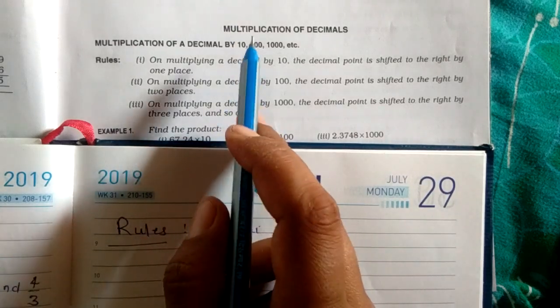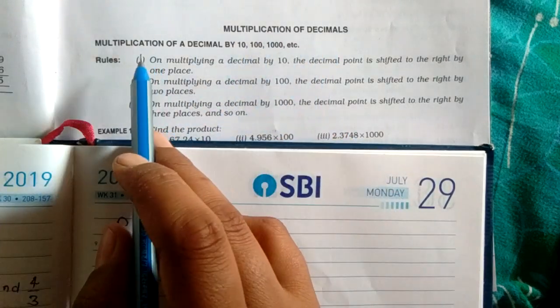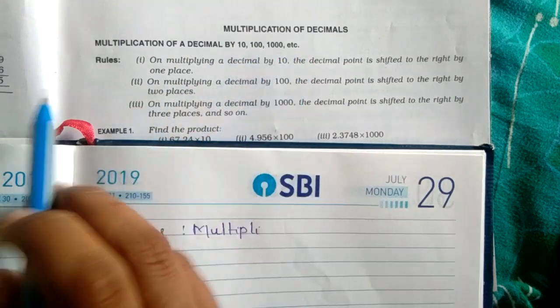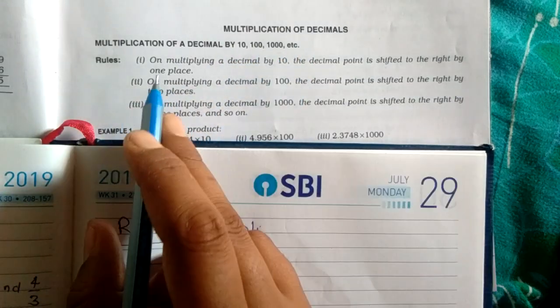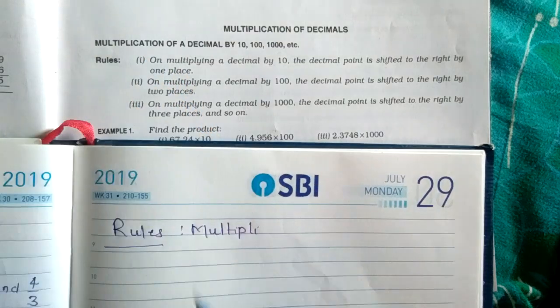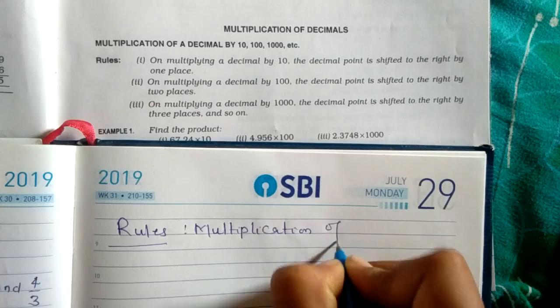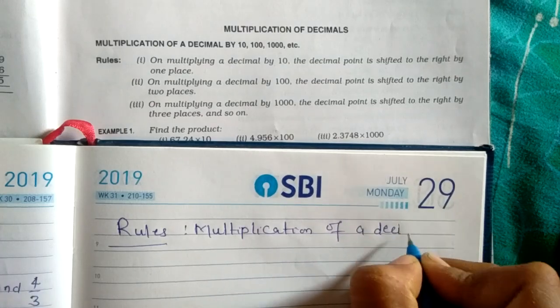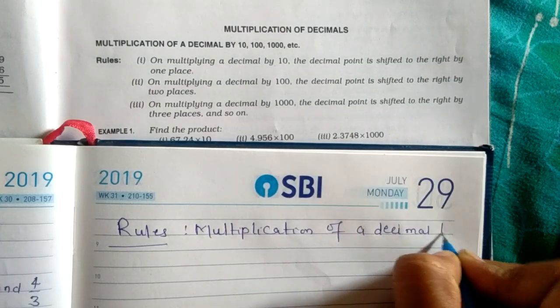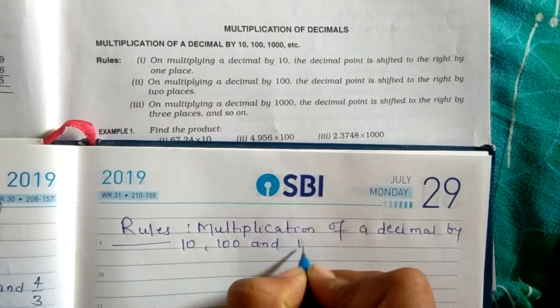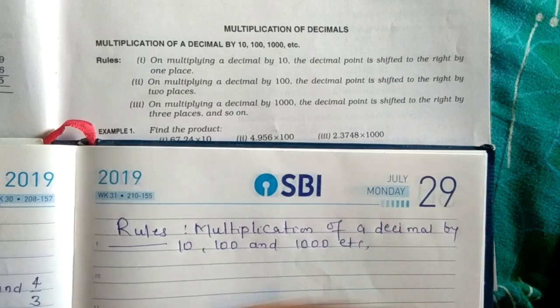Student, today we will start multiplication of decimals. Multiplication of a decimal by 10, 100, 1000 etc. Rules are there, so I am telling one by one. Rule number 1. First I am writing multiplication of a decimal by 10, 100 and 1000 etc.